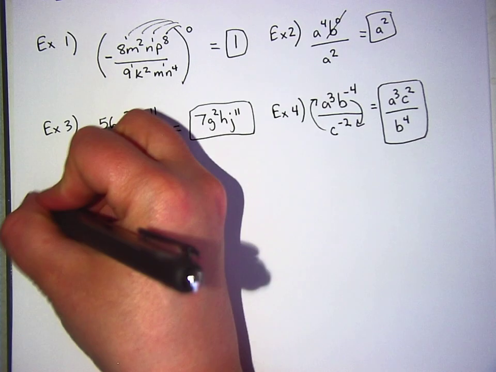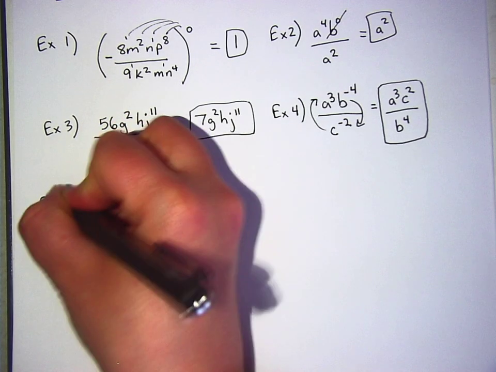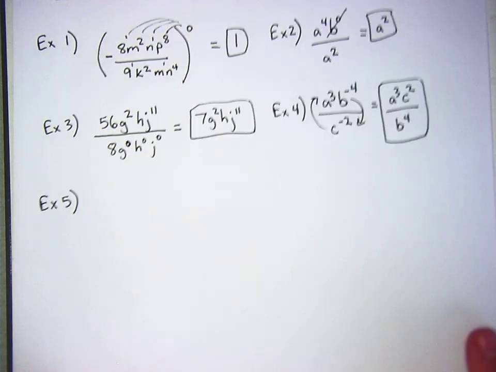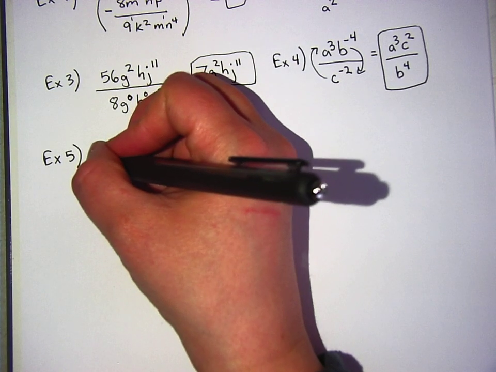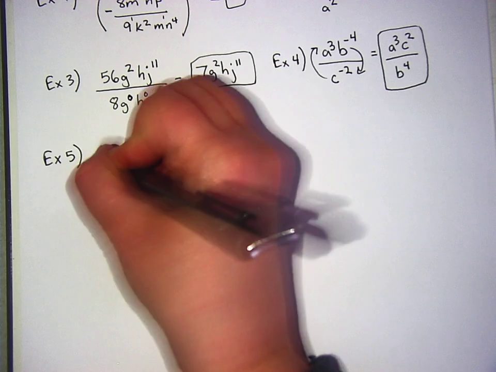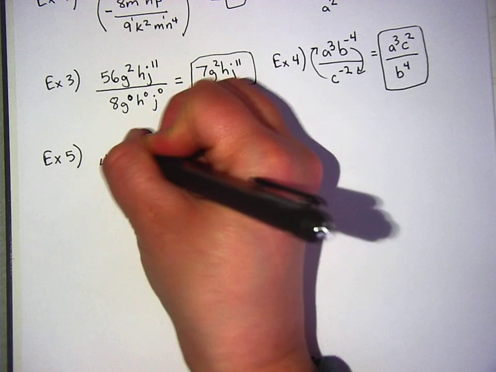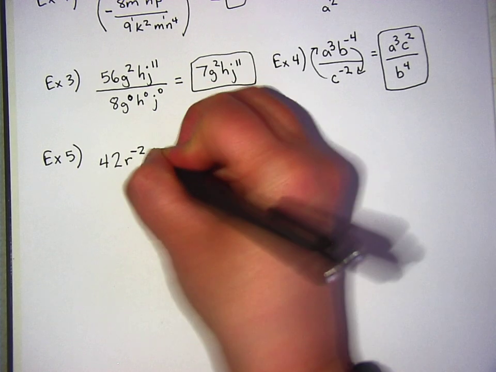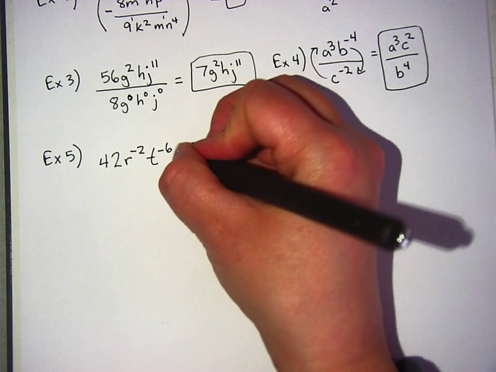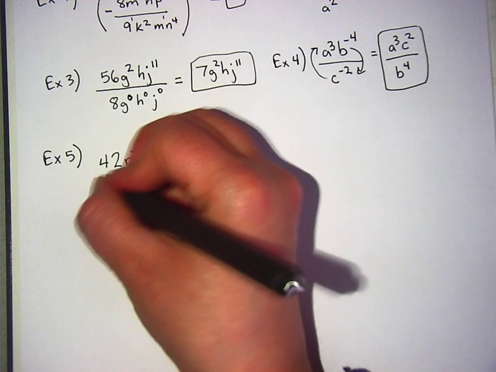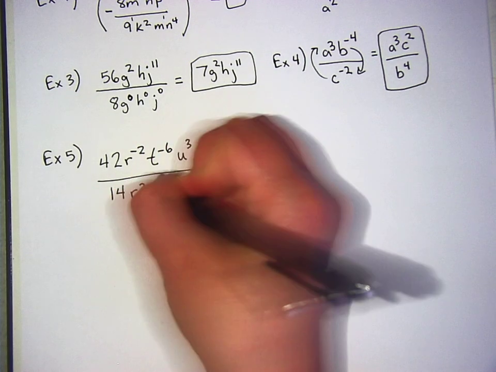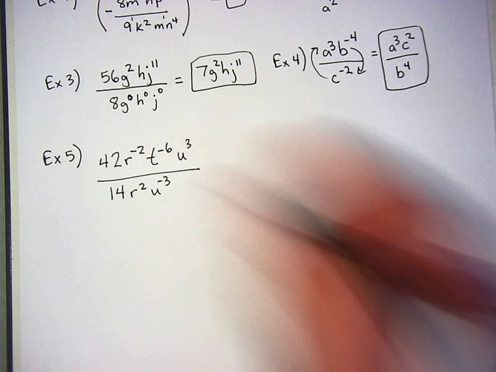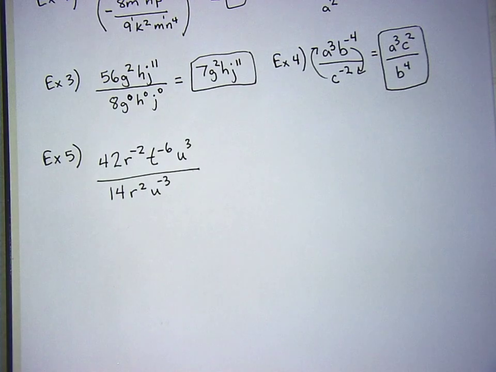All right, we're going to do one more problem. Damien and Bentley, once this problem is done with you and your partner, you can go. All right, 42 r to the negative 2, t to the negative 6, u to the 3rd, over 14 r squared u to the negative 3rd. Move anything that's negative. Go.